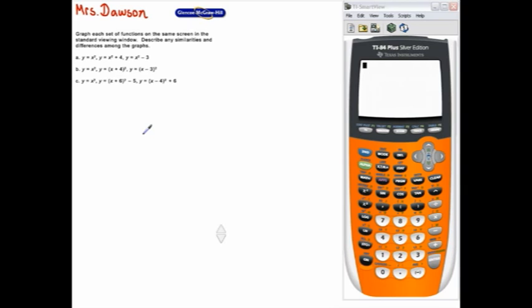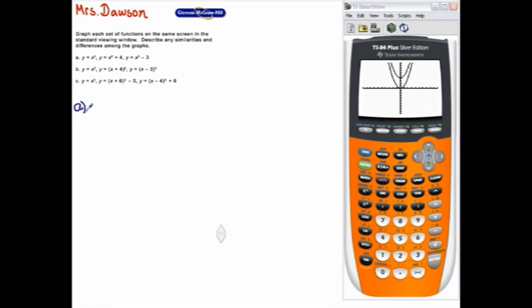So we'll begin with A. Standard viewing window is zoom number 6 for standard. We'll go to y equals and type in the first one, y equals x squared. Here we have a parabola of normal width that opens up. If we go back to y equals and graph y equals x squared plus 4, you can see that we have a parabola of the same width, however it's been shifted up 4 units.